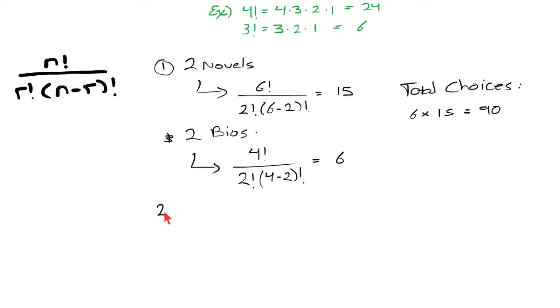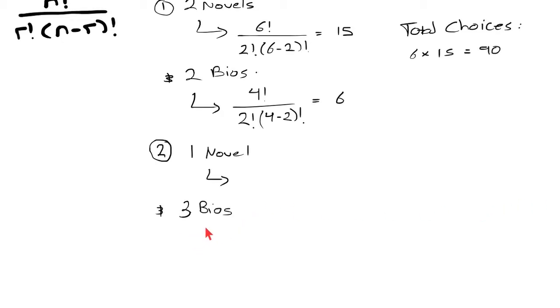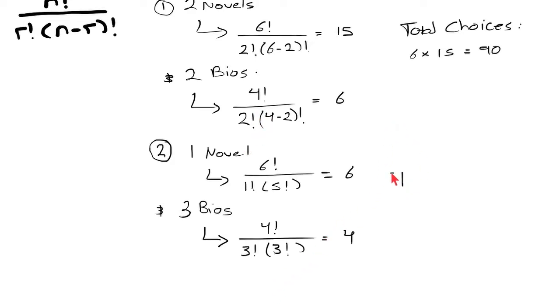Now we have to consider the other 2 situations and all the possibilities that arise from them. There was this other one where we could pick 1 novel and 3 bios. That would also be a total of 4 books. What I'm going to do is run the calculation again for each of these. It's pretty much the same type of deal. And so the total choices here is going to be 6 times 4, or 24.